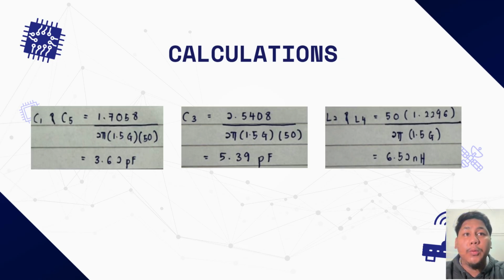For a Chebyshev response with 0.5 dB ripple, we first needed to determine the filter order. Using the Chebyshev attenuation equation, we calculated the required filter order n. Based on our specification, we found that n equal to 5 was sufficient. From the 0.5 dB ripple prototype table, we obtain the g values. g1 is 1.7058, g2 is 1.2296, g3 equal to 2.5408, g4 is 1.2296, and g5 is 1.7058. We then scale these values to our actual cut-off frequency of 1.5 GHz and characteristic impedance of 50 ohms.